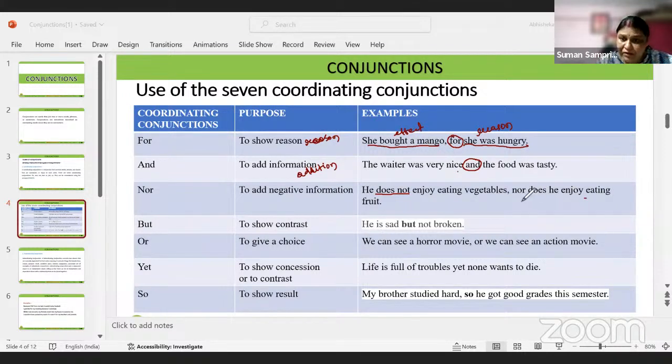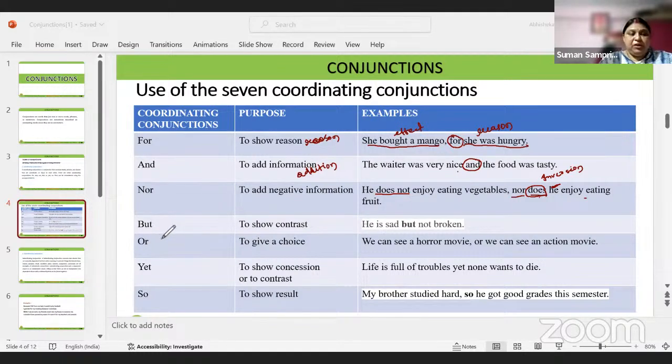And also remember this thing: whenever we are using "nor" and then we are talking about another sentence, the verb comes before the subject. Which verb? The helping verb, the auxiliary verb. So that comes before the subject. We call it inversion. Inversion means something is upside down, something is ulta.